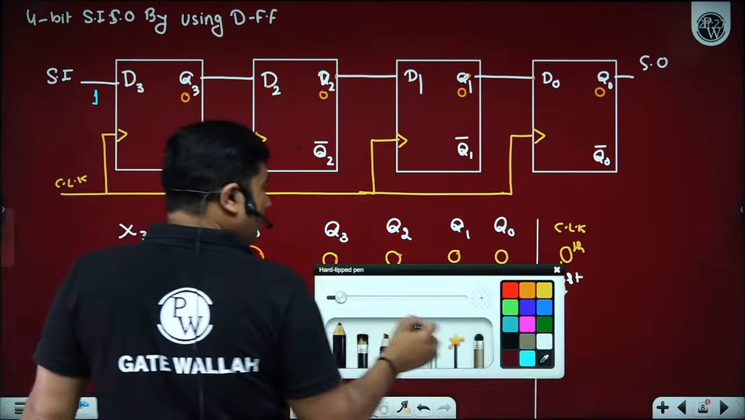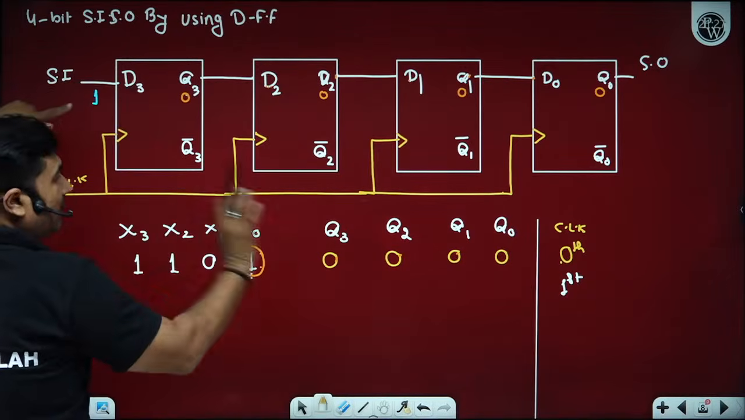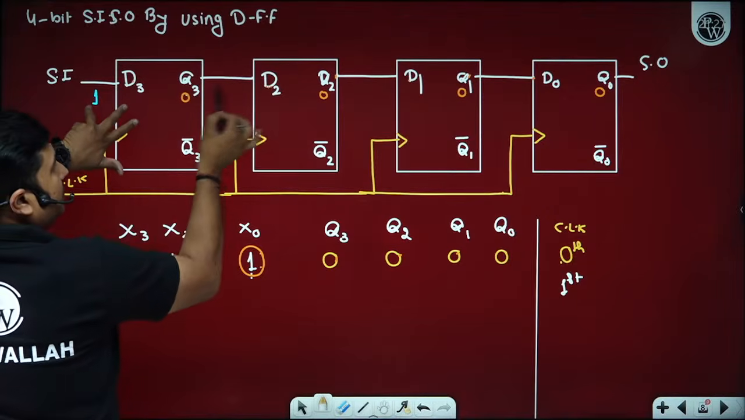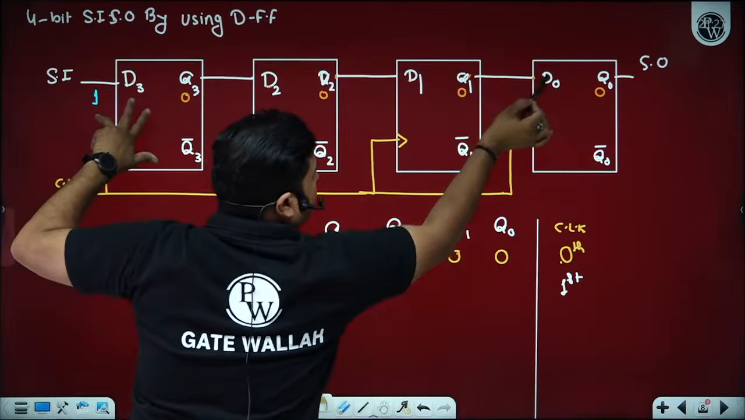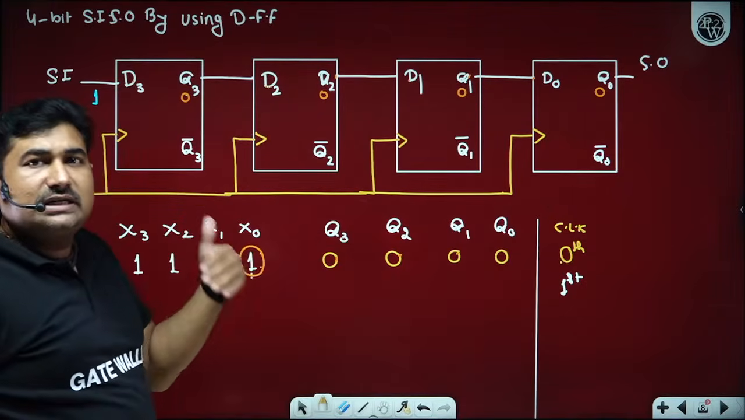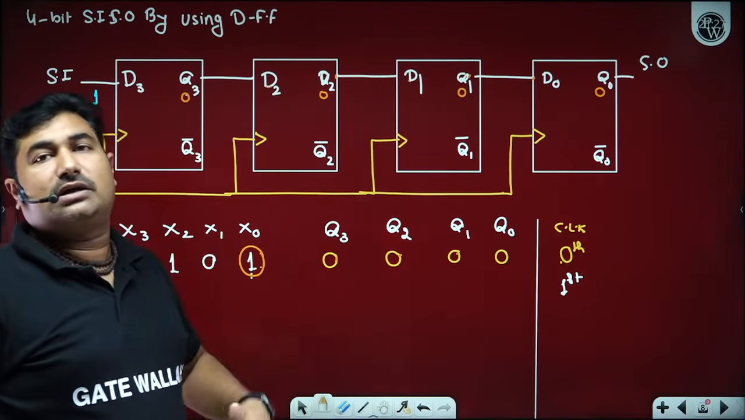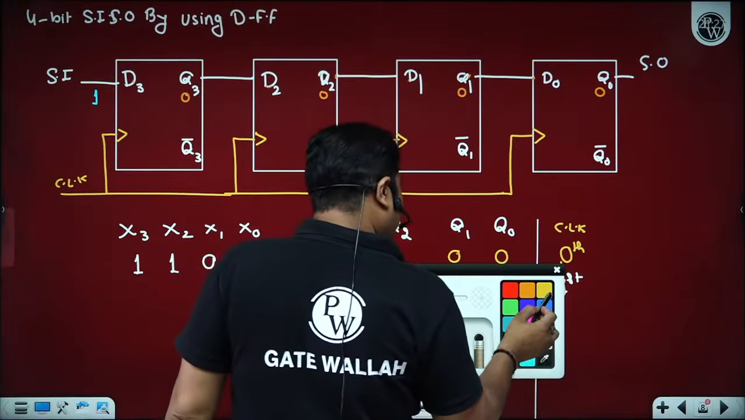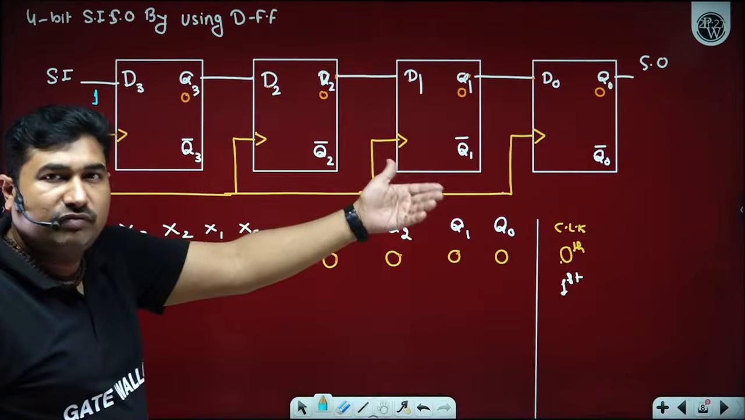Now you are going to give 1 onto the D3. Before applying the first clock pulse, D3 input is 1, D2 input is a 0, D1 input is a 0, D0 input is a 0. D flip-flop is a transparent latch. Whatever input you apply, on application of the clock, the same appears onto your flip-flop latch.